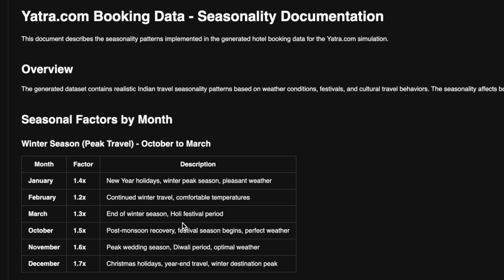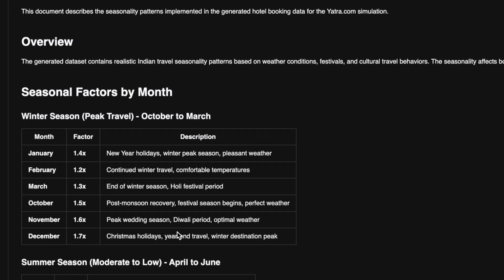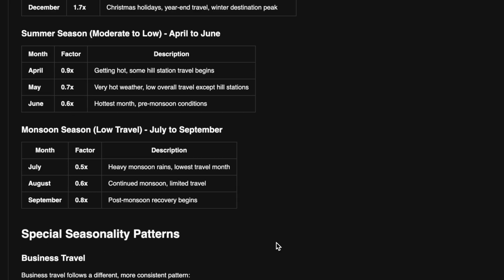For this demo, we have simulated booking data for an online travel agency, yatra.com. This data has users of various categories, hotels at different locations, and hotel booking data. The data has seasonality patterns like the one that you see here. Like in December and November, there is more booking. In January, February, there is lesser booking.